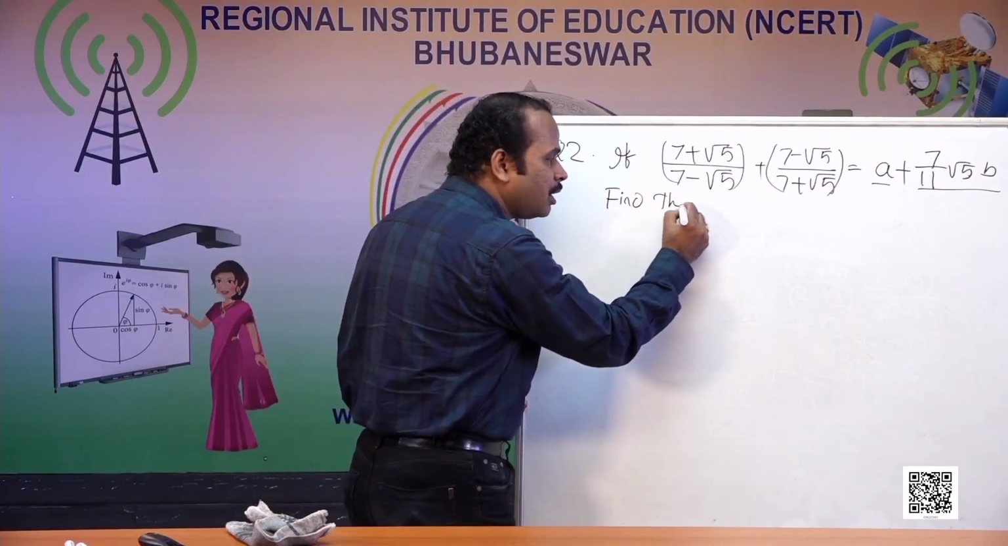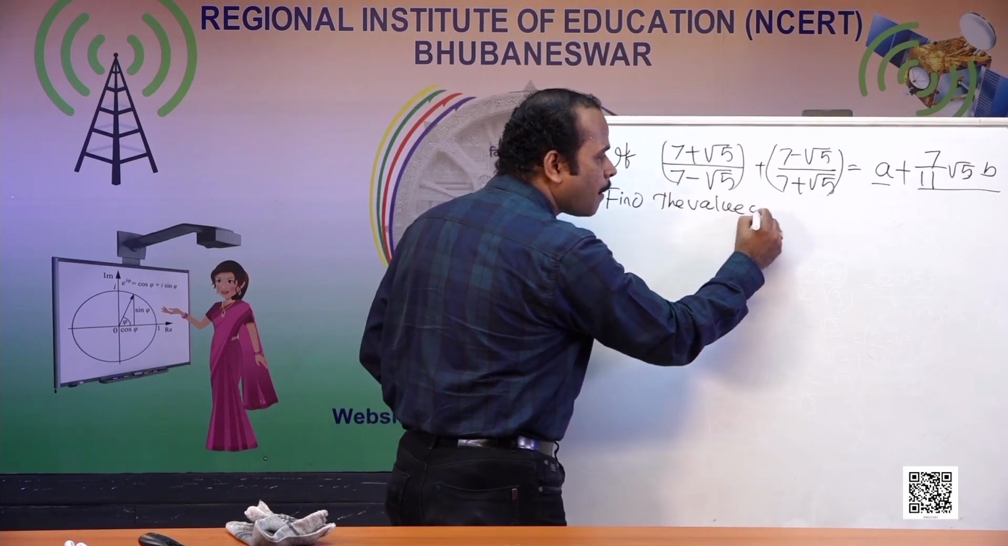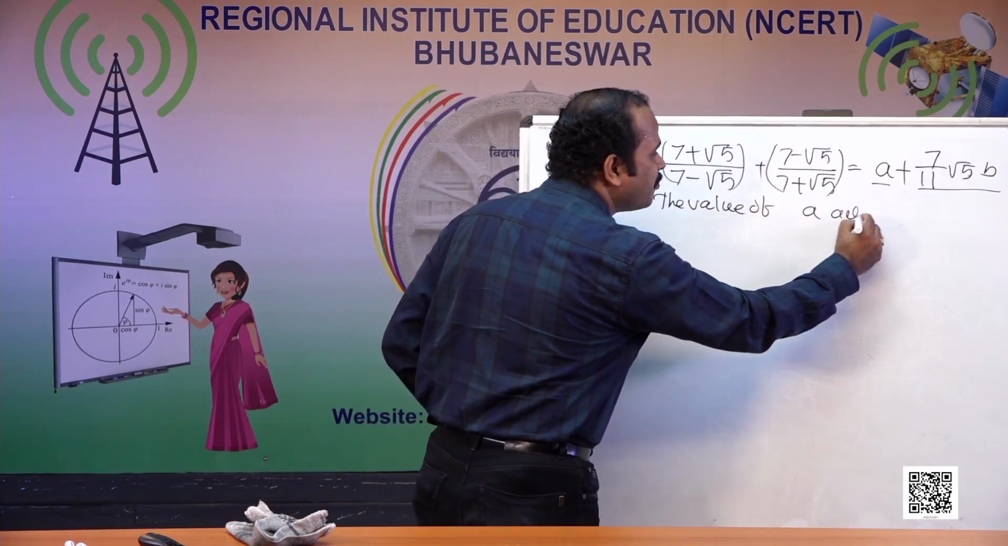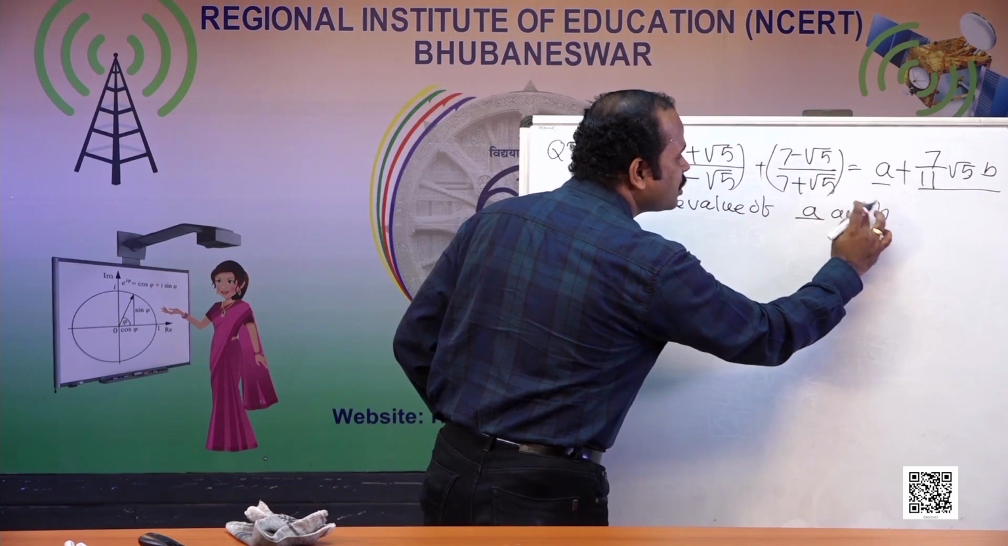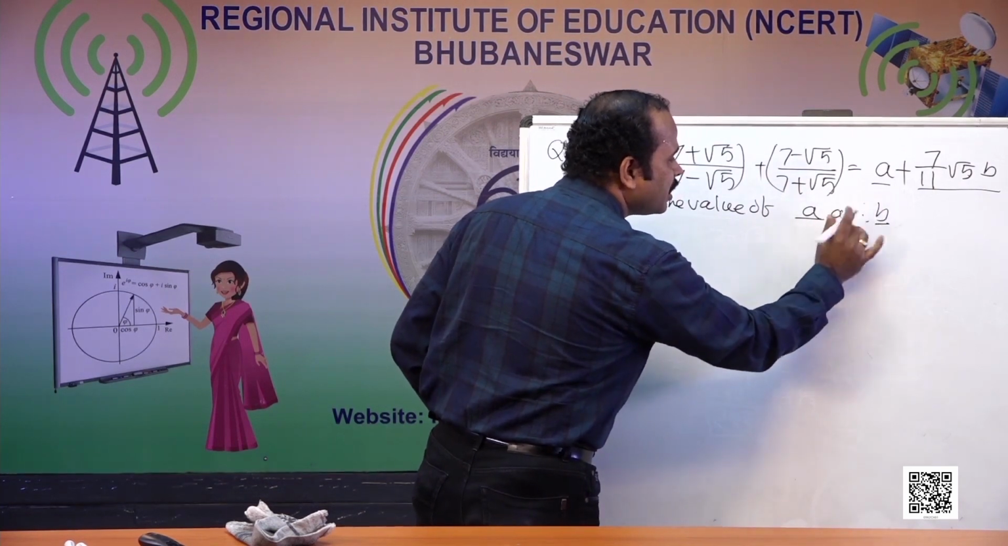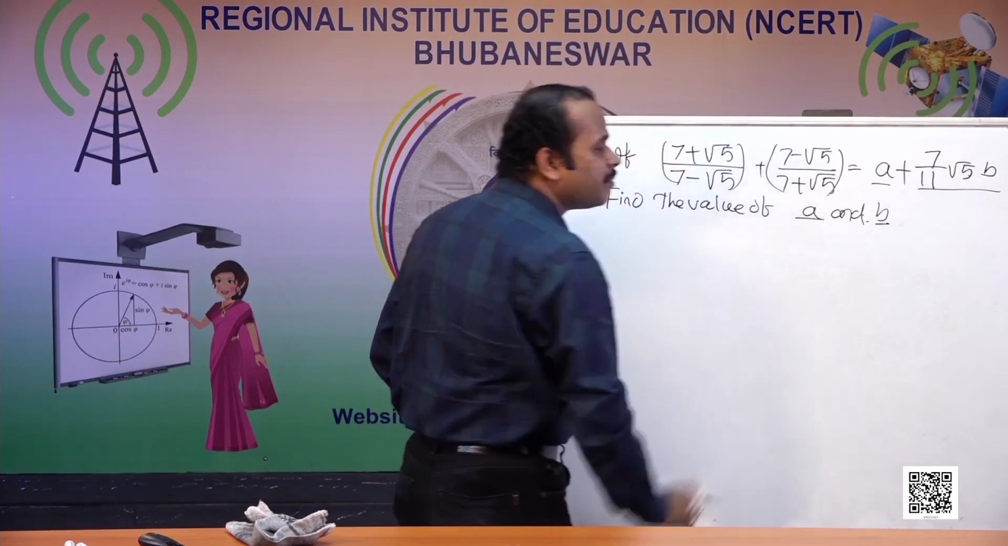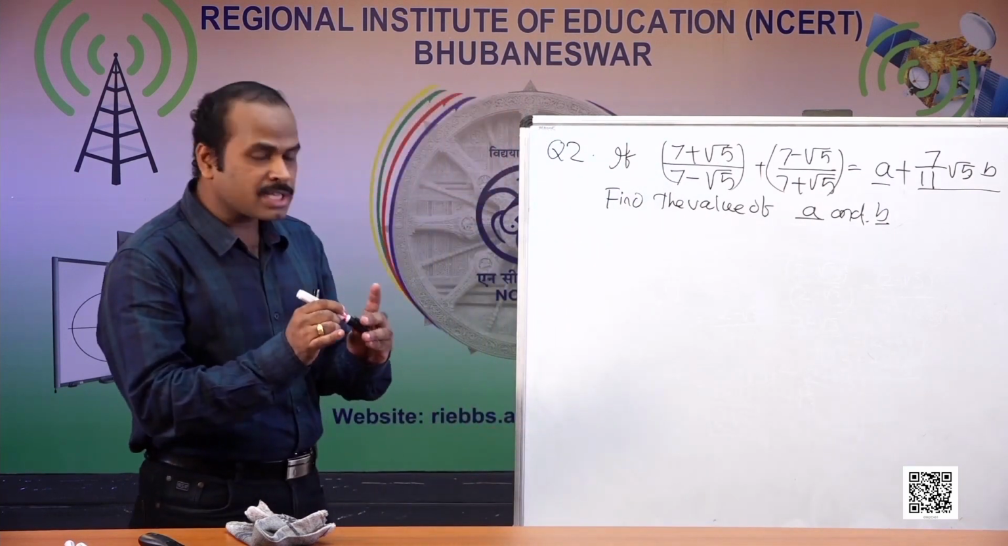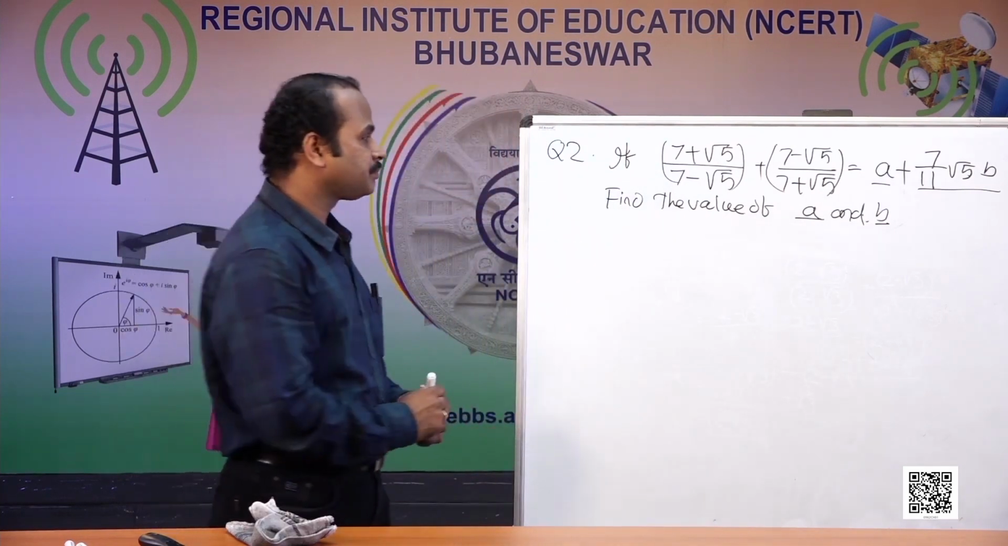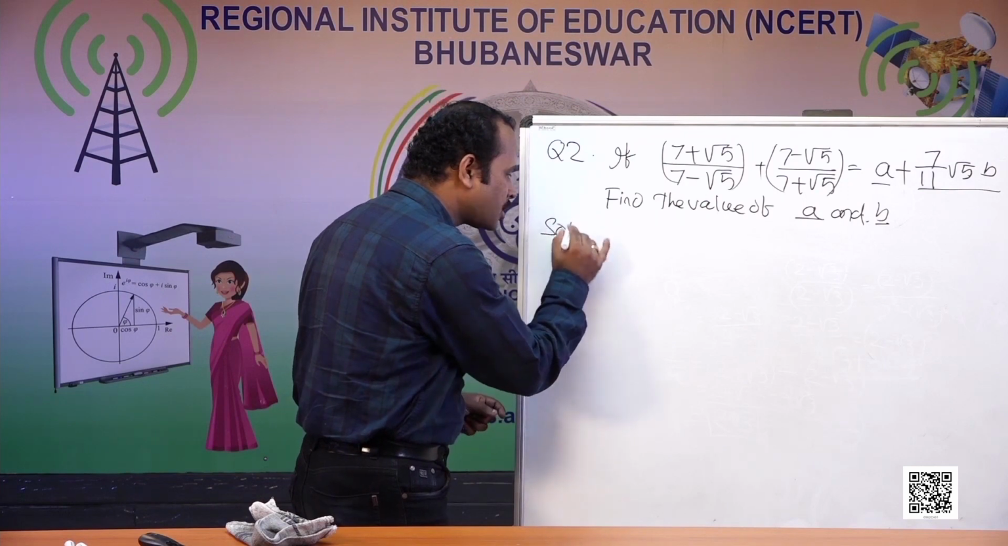Find the value of a and b. So these two values, a and b, I need to find. So how to find such values? Let us observe now. So go to the solution.